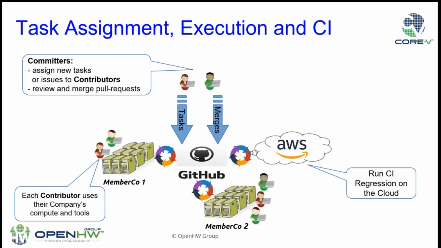This is my attempt to illustrate this in one slide. The center of our universe is the repository. All of our code is hosted on GitHub. These are public repositories. You can go look at it right now. We've got 7 different cores, 7 different repositories, plus other repositories for things like verification, software development.